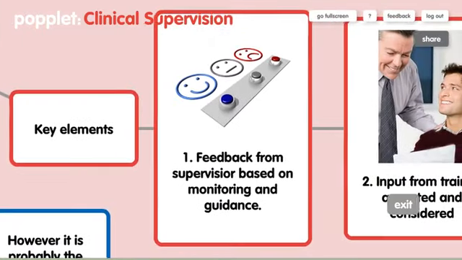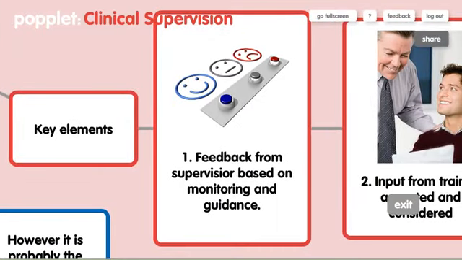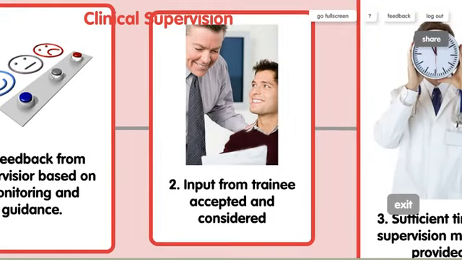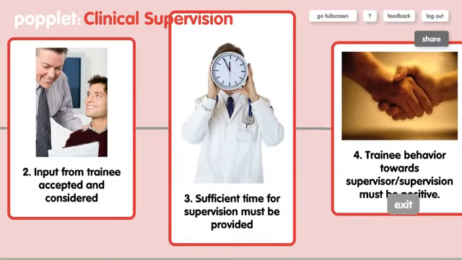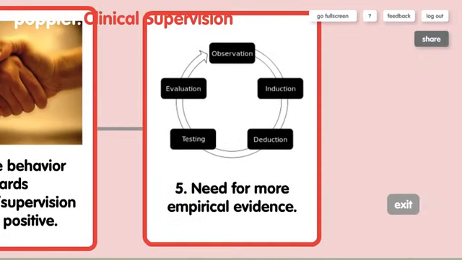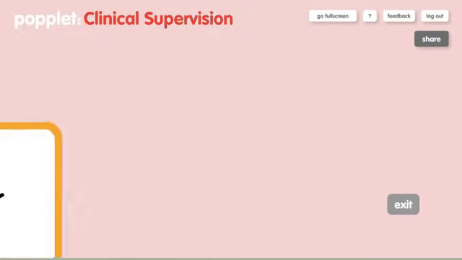So, the key elements. Key element four is feedback from the supervisor based on monitoring and guidance. Input from the trainee is accepted and considered. Sufficient time for the supervisor must be provided. In other words, you need to have time with the trainee, with those who are going through their professional learning, so that you can help them along their path. Trainee, or as I would like to call it, professional learner behavior towards the supervisor, must be positive. Number five, there's always a need for more empirical evidence, so you should always continue to be observing.